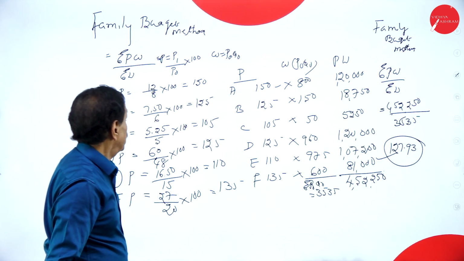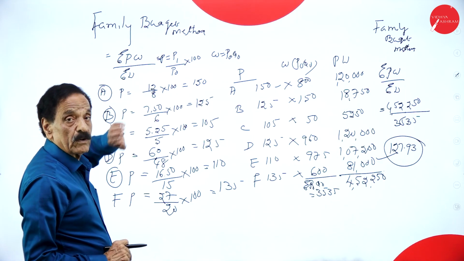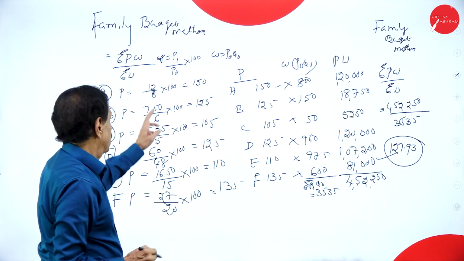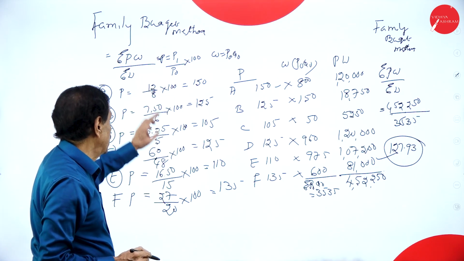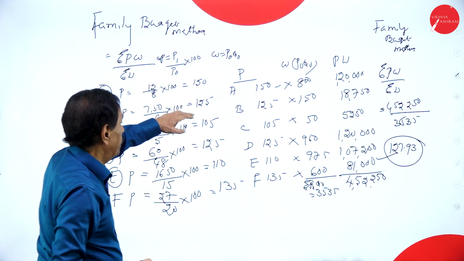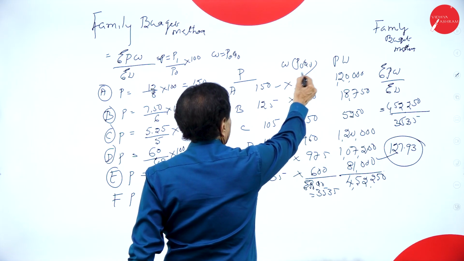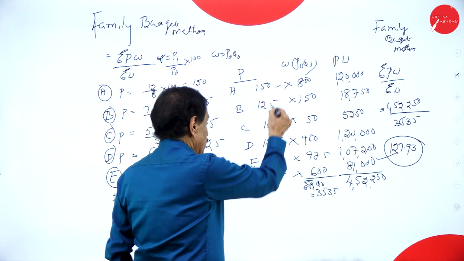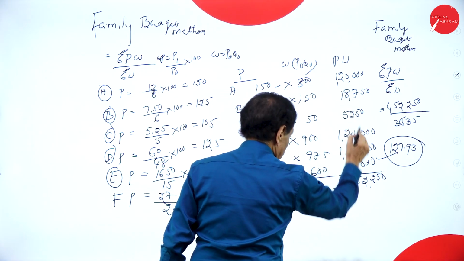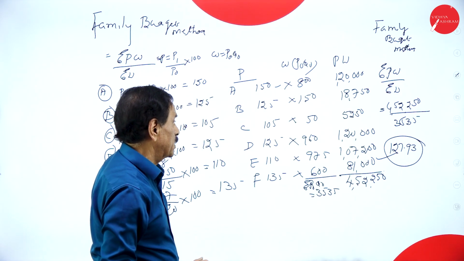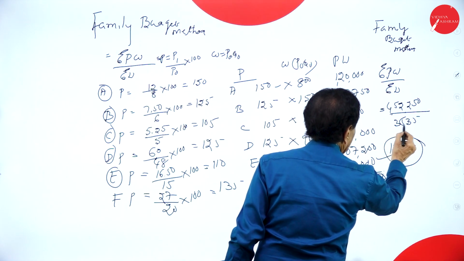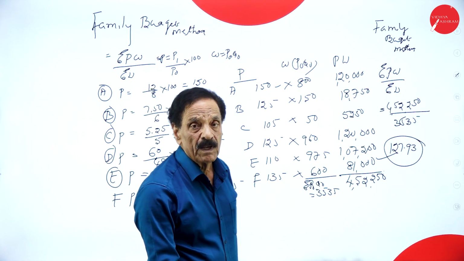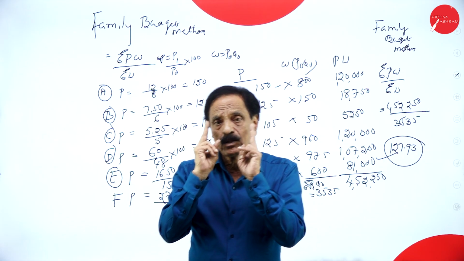What's the procedure? Find out the P. How to find out the P? P1 over P0 into 100. Current year price, base year price, into 100. 150 will come for A, B, C. Then the weight is not given, so P0 Q0 is considered as a weight. You have given the weight, 3535. Multiply, it will come 4,52,250 divided by 3535. The answer is 127.93.